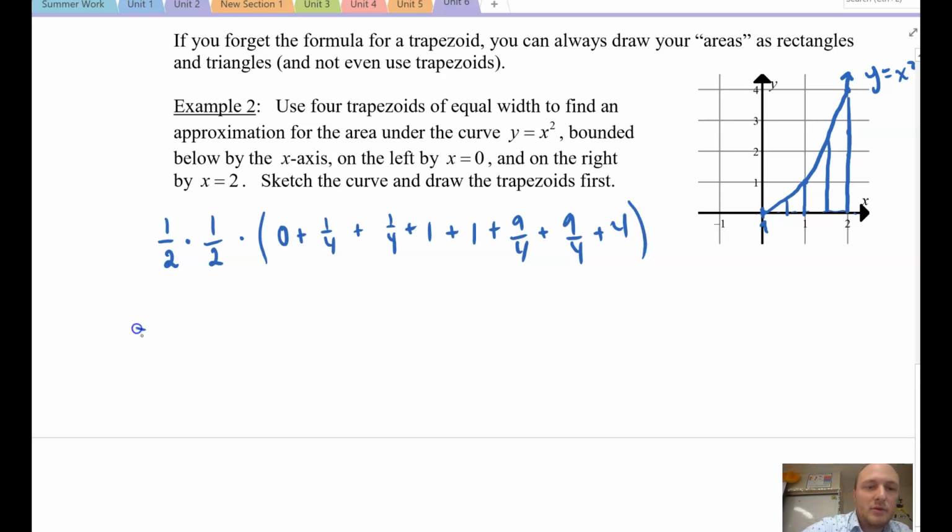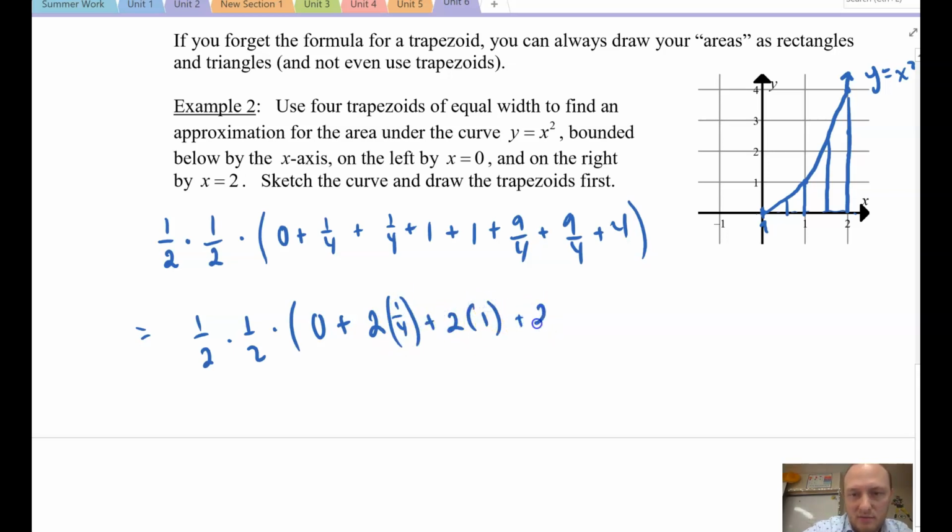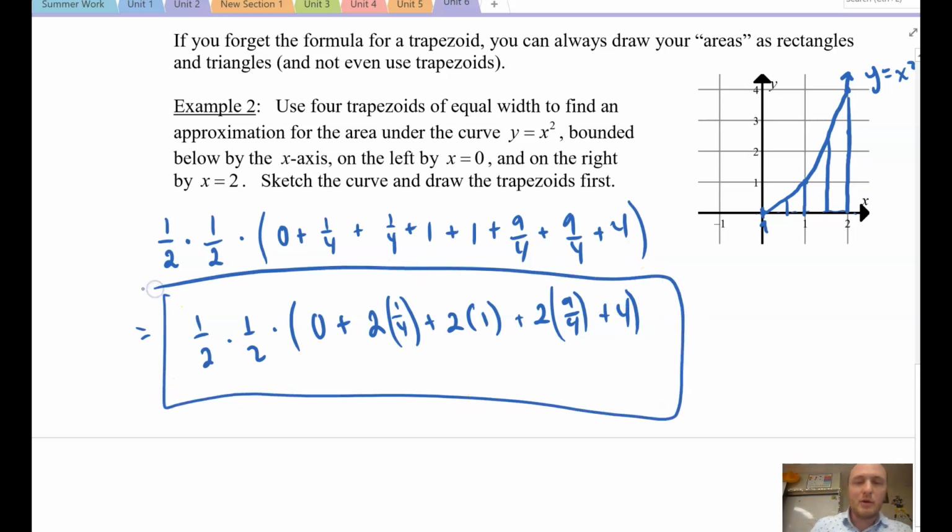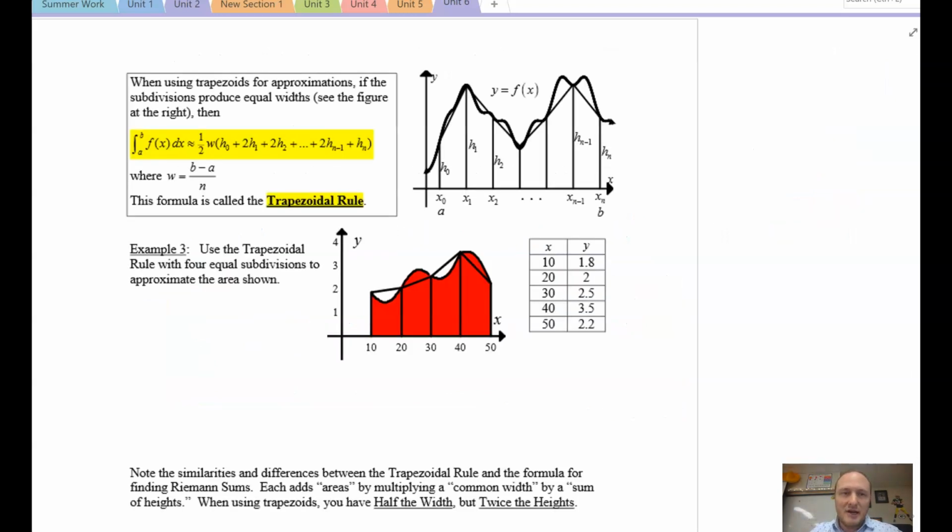Okay? And what I'm going to do here is condense this, and I want you to pick up on a pattern. So 0 plus 2 times 1/4 plus 2 times 1 plus 2 times 9/4 plus 4. Okay, and there is your answer. And I wrote it like that for a reason. I'm helping you develop the trapezoidal rule, and that is on the next page.